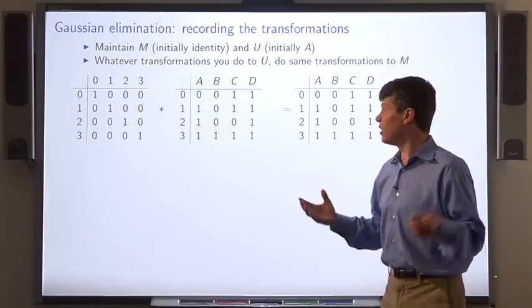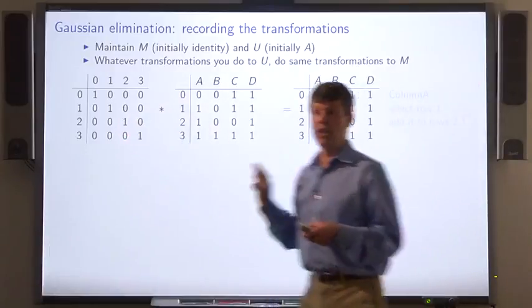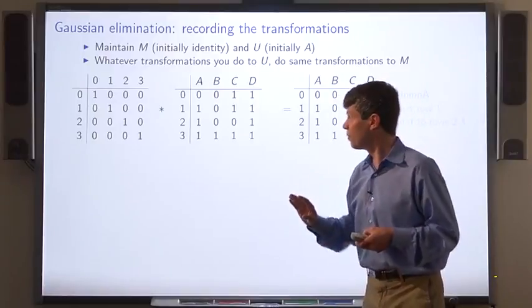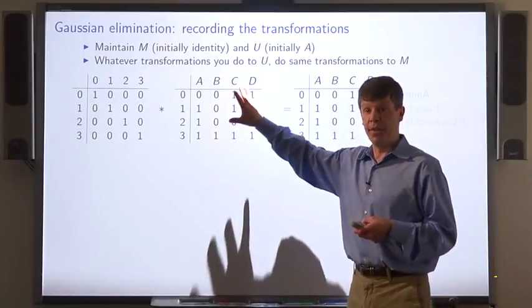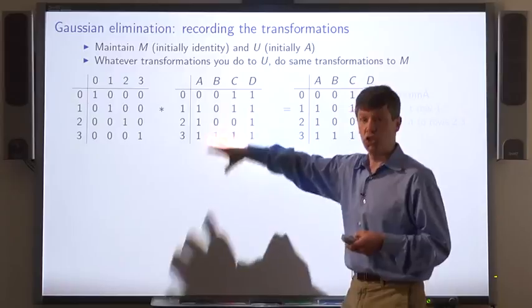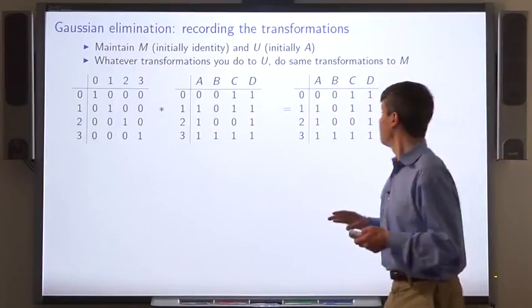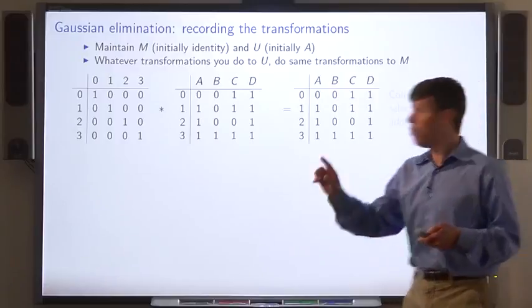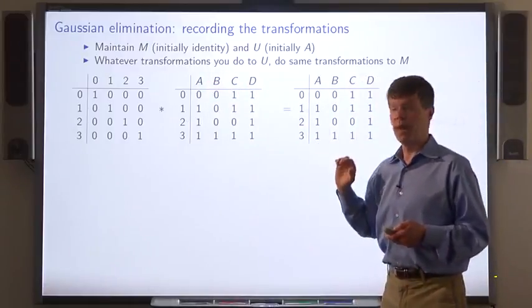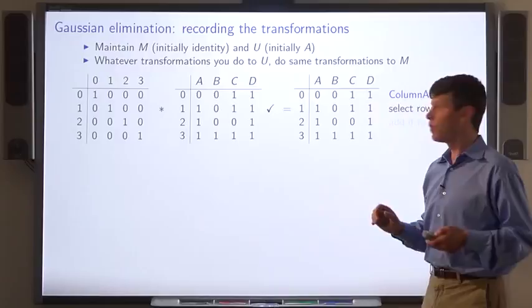We start with this equation. Here's the matrix M. This is initially identity. Here's the original matrix that we're going to transform, and here's the matrix we're going to put into echelon form. We go through the columns of this matrix one by one. Let's start with column A.